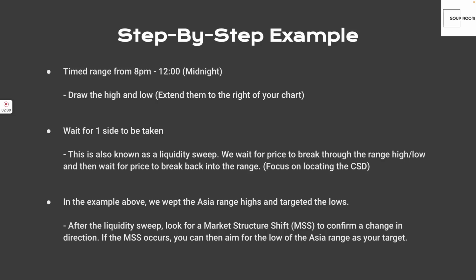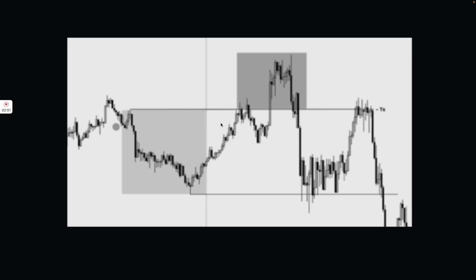It does not matter. We wait for price to break through the range high or low and then wait for price to break back into the range. Focus on locating the change in state of delivery. In the example above, the one that we just looked at, we swept the Asia range highs and targeted the Asia range lows. As you can see, sweeping the Asia range highs, targeting the Asia range lows.